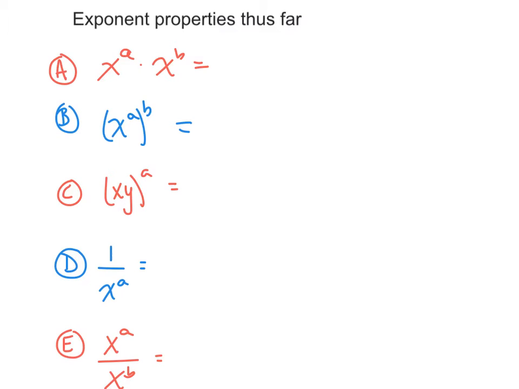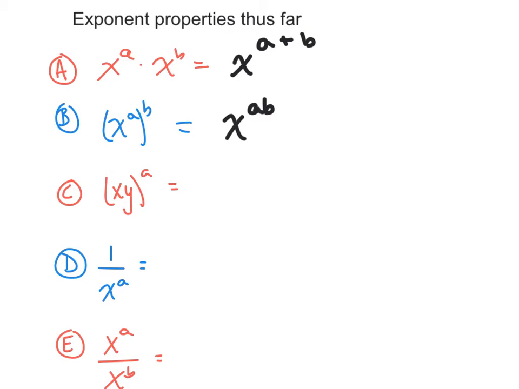All right, letter A. X to the A times x to the B. Notice when the bases are the same and we multiply, what do we do with the exponents? Hopefully your gut has already said add. So this would be x to the A plus B. B, x to the A raised to the B. Okay, notice we have that power to a power, and this was the product property. So this is just x to the A times B.